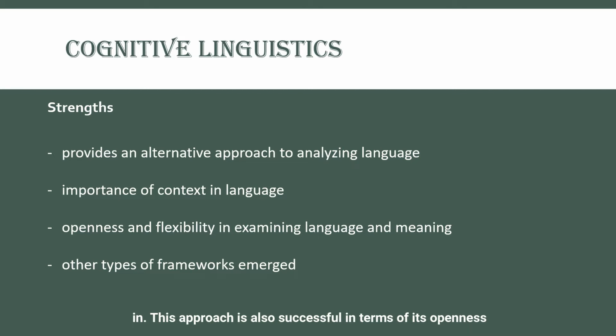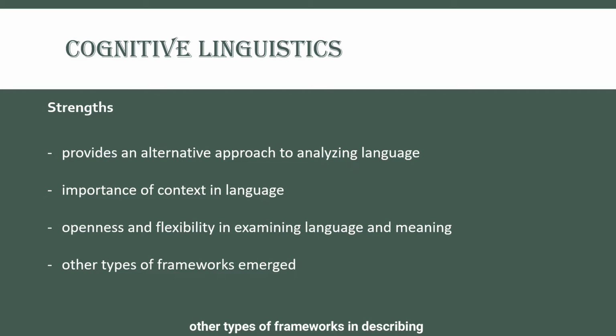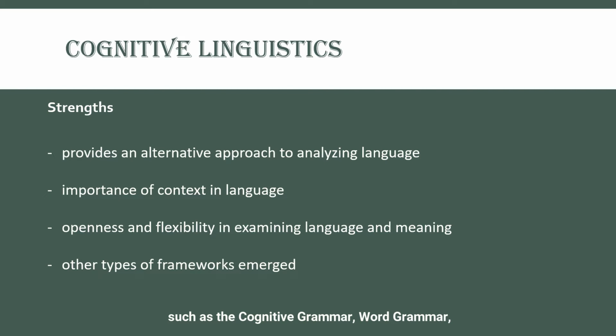This approach is also successful in terms of its openness and flexibility that allow linguists to examine language and meaning in different angles. Since it is a cluster of approaches, other types of frameworks in describing the study of language emerge, such as the cognitive grammar, word grammar, and construction grammar. It is safe to say that cognitive linguistics is a developing framework that will have a significant effect on future studies on language.